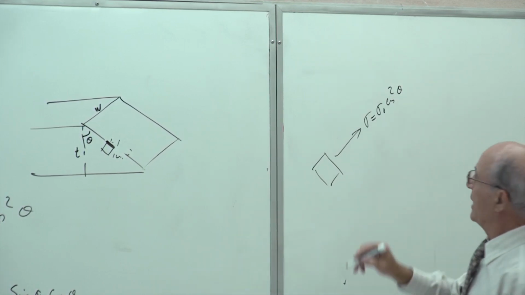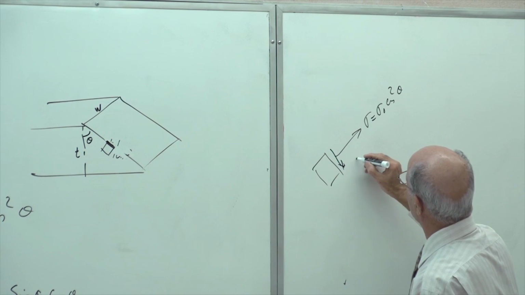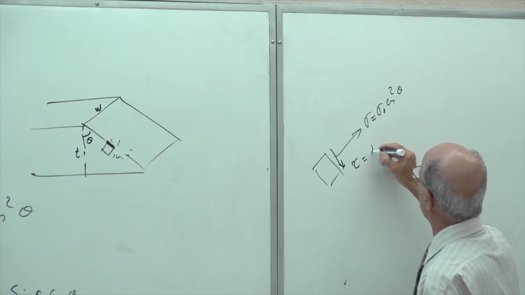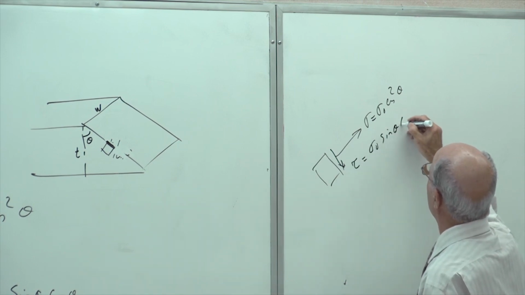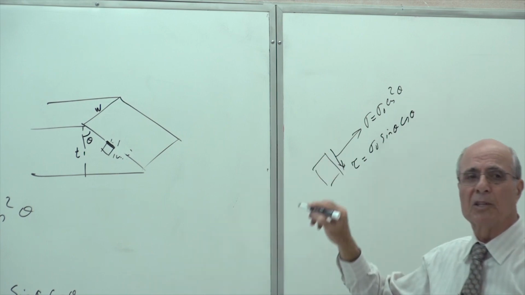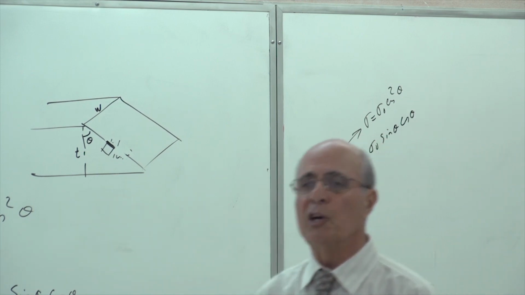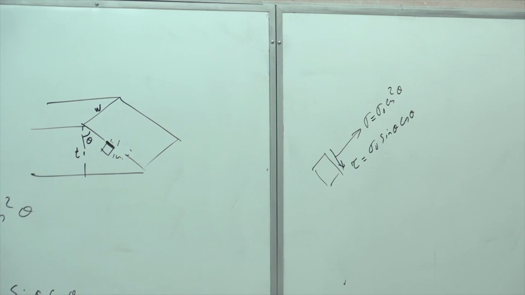Everybody see that? And there is a shear force here, which is tau equal to, I just calculated that, sigma O times sine theta cosine theta. We will talk about this on Thursday or next week, about how this is happening. Is that understood? So write it down in your notes.